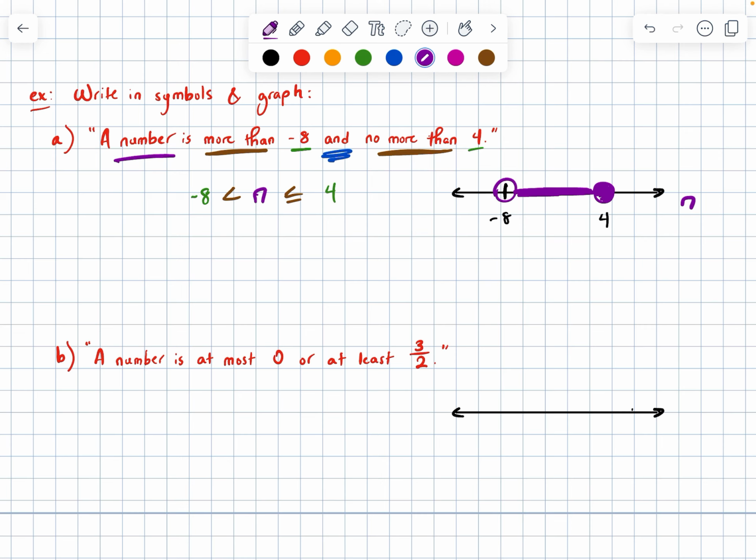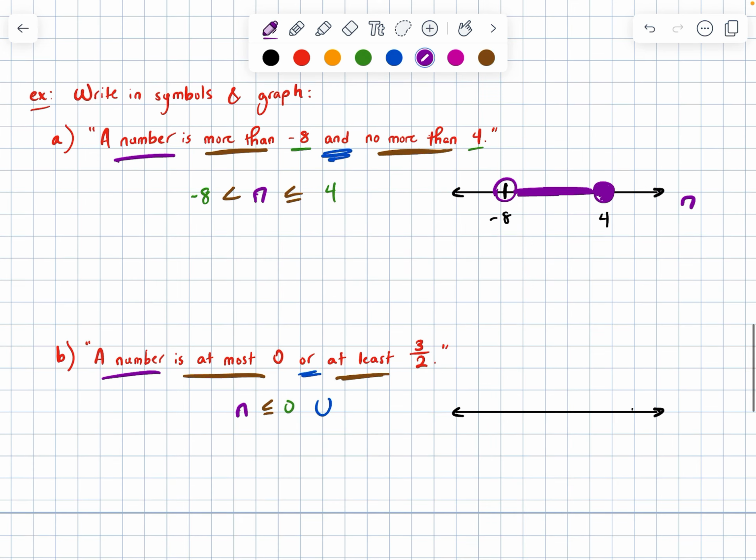And last one for the road. A number is at most 0 or at least 3 halves. Well, there's my n. If it's at most 0, that means I could be less than or equal to, but I can't go above 0. Or, there's my symbol for or, at least. That tells me that my number, if it's at least, could be greater than, it could be equal to, but it can't go lower than 3 halves.